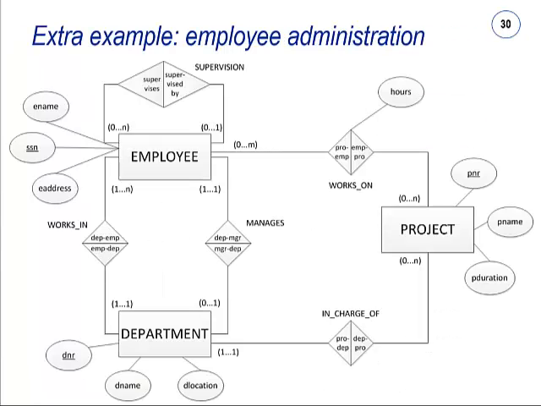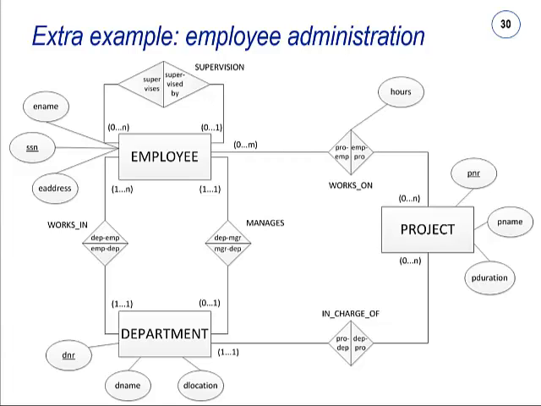Here you can then see an example of an employee administration. So we have various entity types: employee, project, department. Each of them with their attribute types. Employee has social security number, employee name, employee address. Department has department number, department name, department location. And then we also have project with project number, project name, project duration. The key attributes have been underlined. For employee, this is social security number. For project, project number. For department, this is department number.